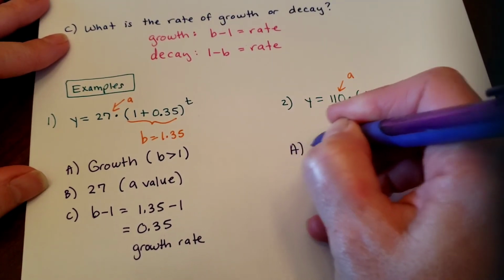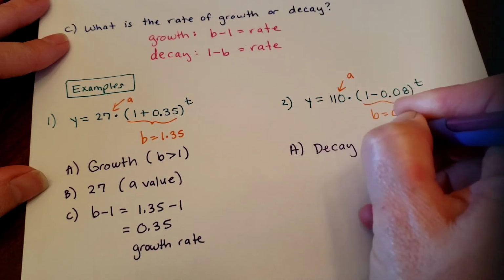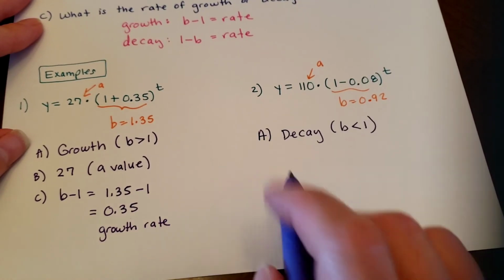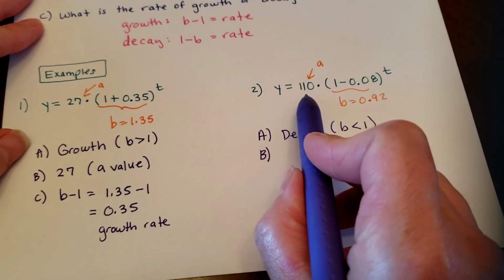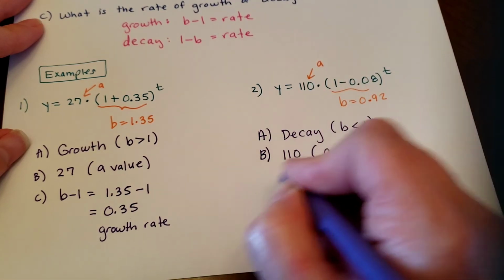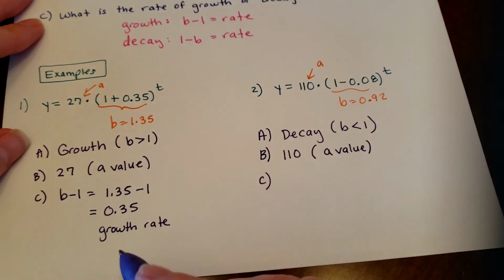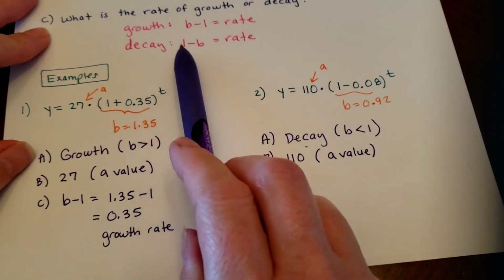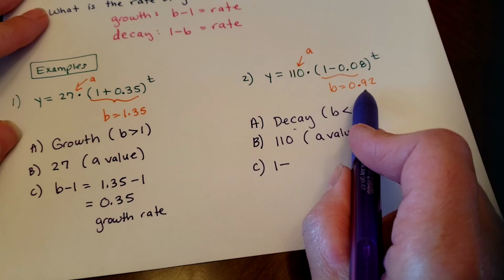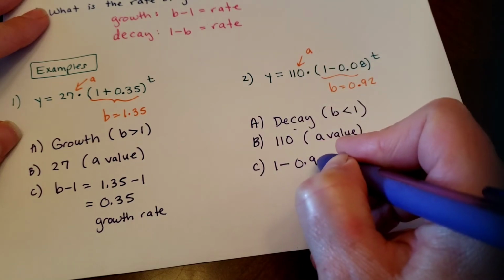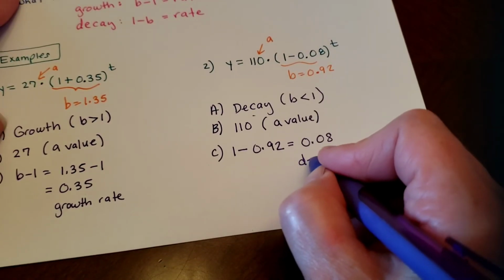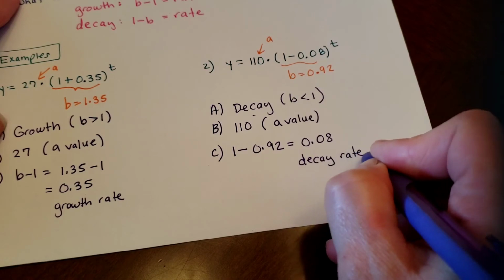So this will be a decay function, and again, the reason is that B is less than 1. Then it asks for the initial value. So part B, the initial value is your A, so 110. Part C, growth rate or decay rate. Since we're talking decay, we're going to do 1 minus B, so 1 minus 0.92, and you're going to get 0.08. Because we're doing decay, this is your decay rate.